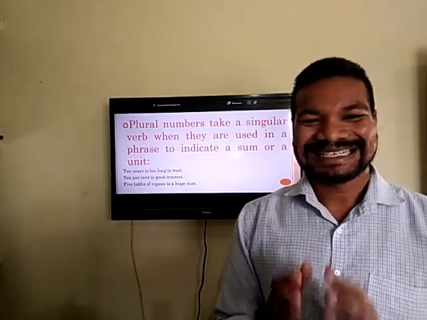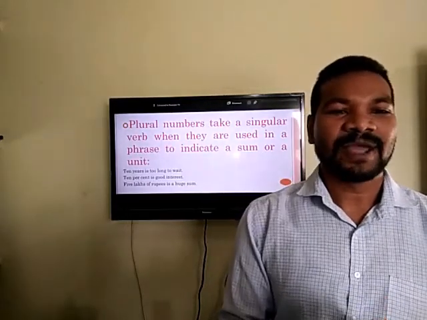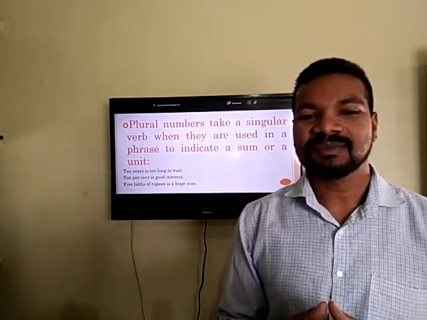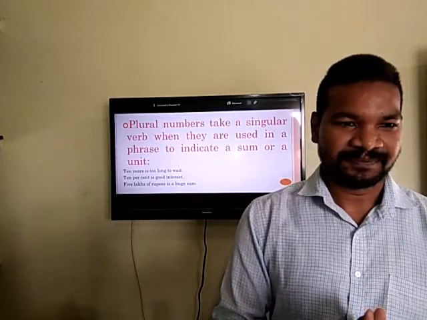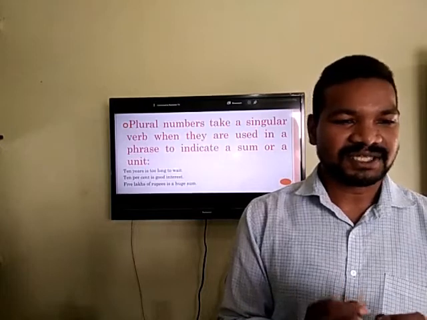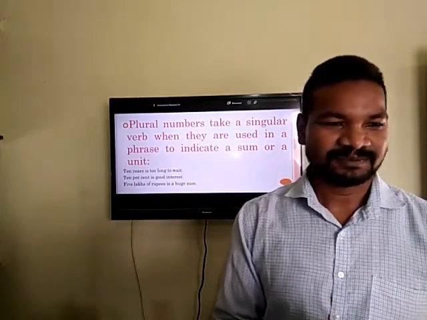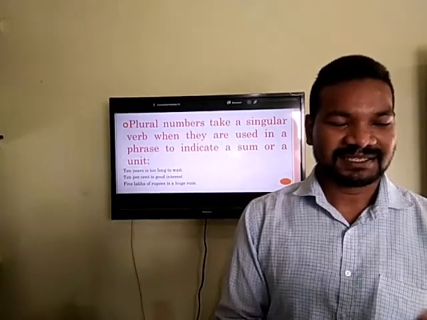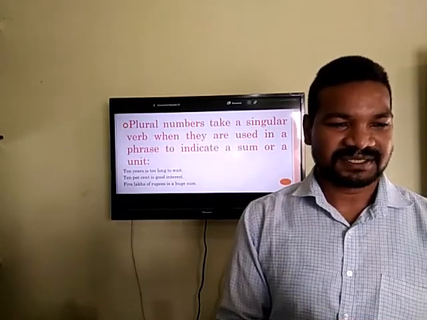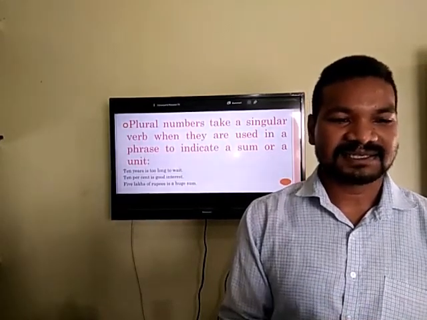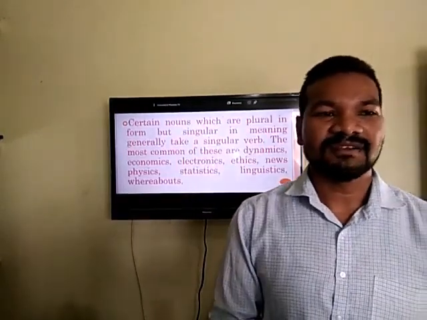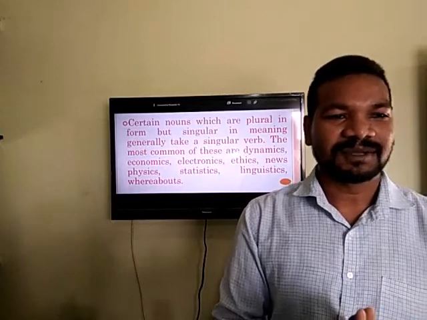Plural numbers take a singular verb when they are used in a phrase to indicate a sum or a unit. Let's see the examples. Ten years is too long to wait. Here ten is the important one. Ten percent is good interest. Five lakhs of rupees is a huge sum. In this way we need to use the singular verb.